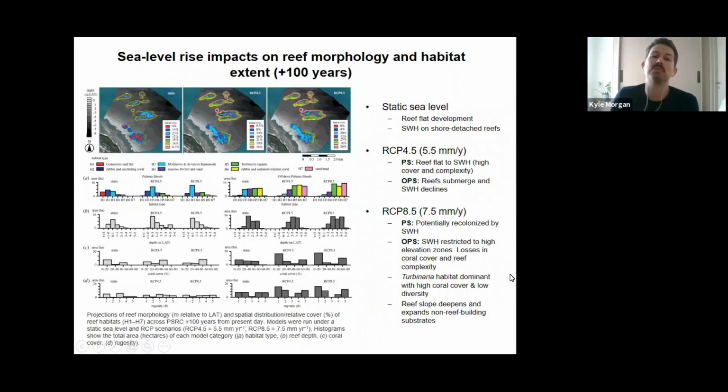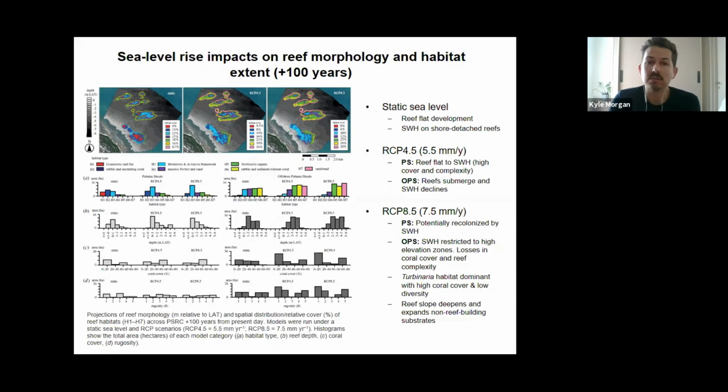So this was about when we had a static sea level, but if we look at what this means in terms of increasing sea level, because sea level rise will increase into the future, if we model these reefs and project them out to 100 years into the future under different scenarios of sea level rise, so RCP 4.5, which is a moderate estimate of sea level rise projection of about 5.5 millimeters per year, and then RCP 8.5, which is a more high emission, but unfortunately more likely scenario of sea level rise of 7.5 millimeters per year, we see very different changes and different patterns in what we expect the habitats to do in response to changes in reef morphology and the depth of the reef substrates themselves.